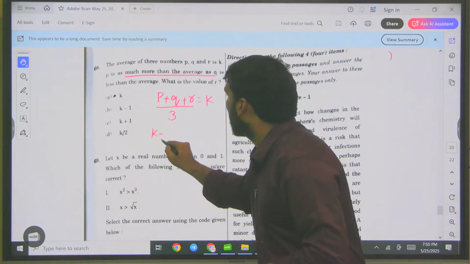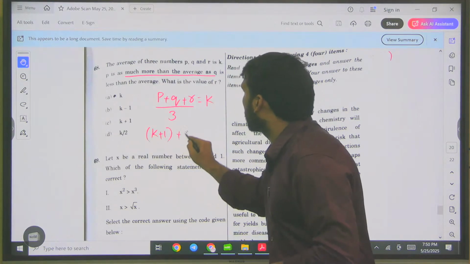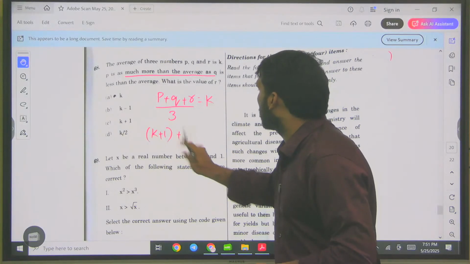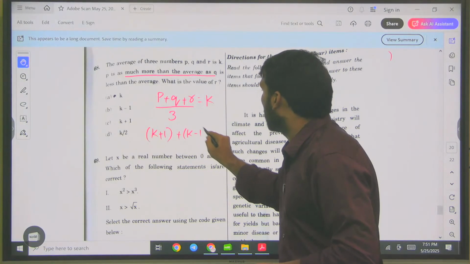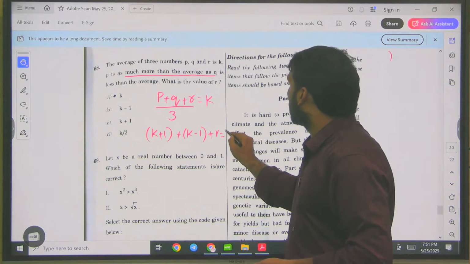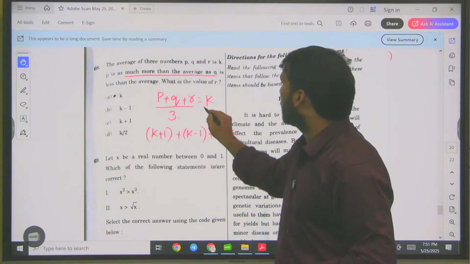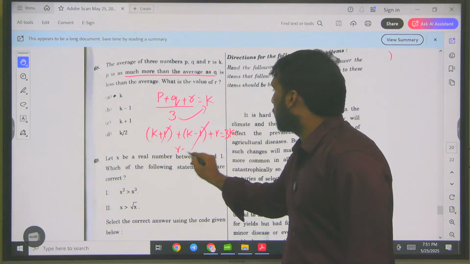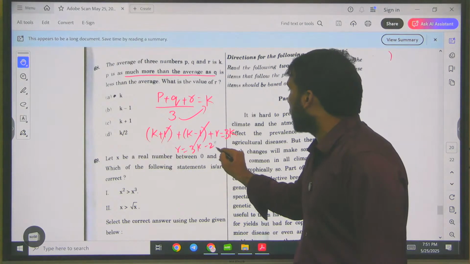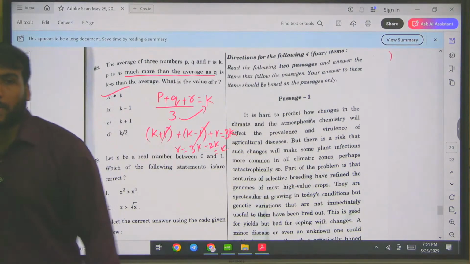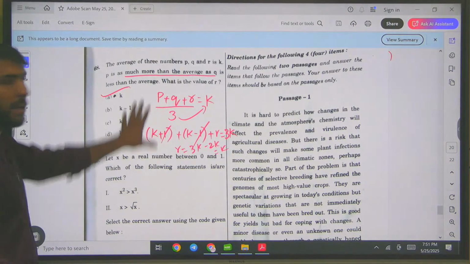So I am considering K plus 1 plus Q. Q is how much? K minus 1 plus R is equal to 3K. If I add this, the 1s cancel. So R is equal to 3K minus 2K, which is equal to K. Option 1 is my answer. Clarity?